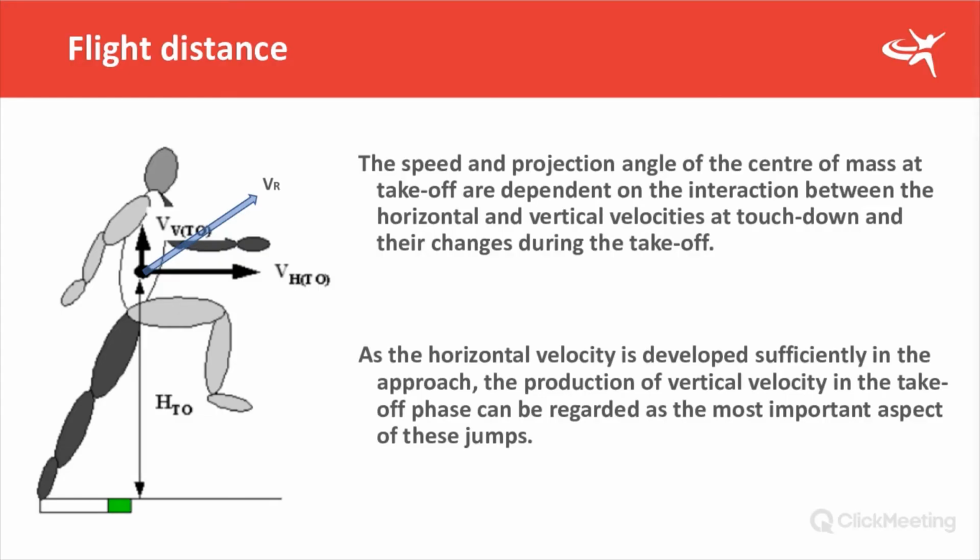So flight distance, the speed and projection angle of the center of mass at takeoff, are dependent on the interaction between the horizontal and vertical velocities at touchdown and through the takeoff. As we can see, the blue line indicates the resultant velocity. And as horizontal velocity is developed sufficiently in the approach, the production of vertical velocity in the takeoff phase has to be regarded as an important aspect of these jumps. It's going to determine the distance.